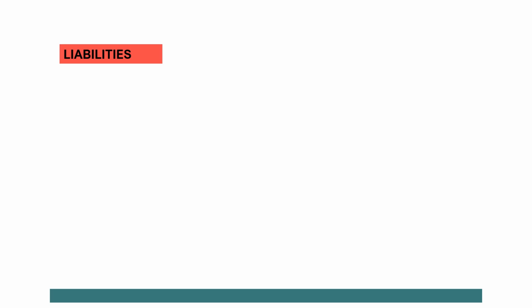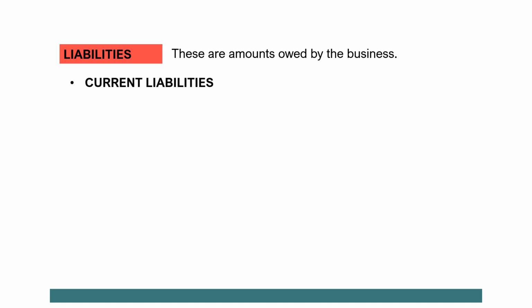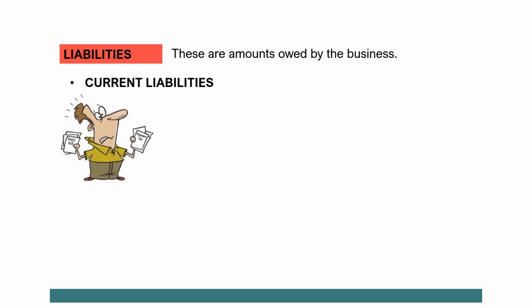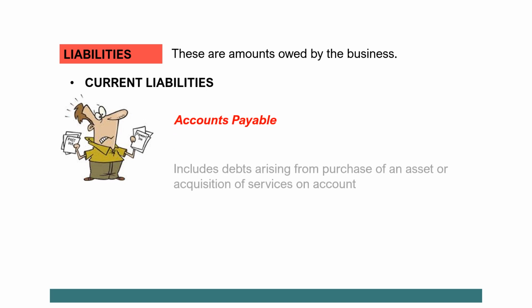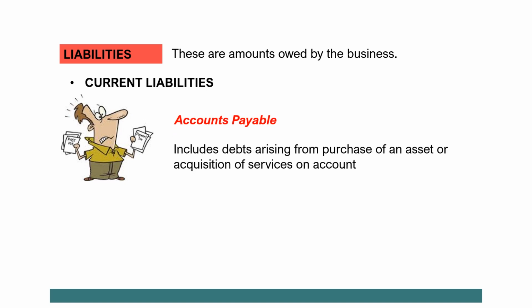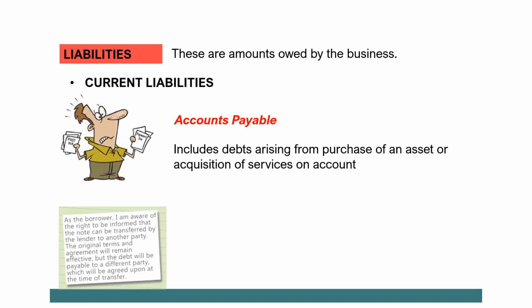Another, we have liabilities. Liabilities are amounts owed by the business or payable by the business. We have the same classification as our assets, including the word current. So we have current liabilities. Example, accounts payable. It includes debt arising from the purchase of an asset or acquisition of services on account. For example, the business purchased equipment and did not pay in cash. It's on credit. So that's accounts payable.